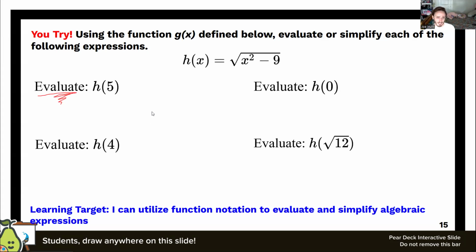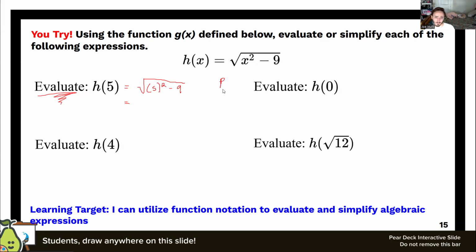All right, so once again, we are doing evaluation in this case. And we know evaluate is a keyword that says for this given input, find the corresponding output. So if I'm thinking of, say, h of 5, that means my input is 5. And everywhere I see an x, I'm going to substitute that in, and then I'm going to simplify to get my answer. In this particular instance, if I plug in a 5 here, I'm going to see that I'm taking the square root of 5 squared minus 9.